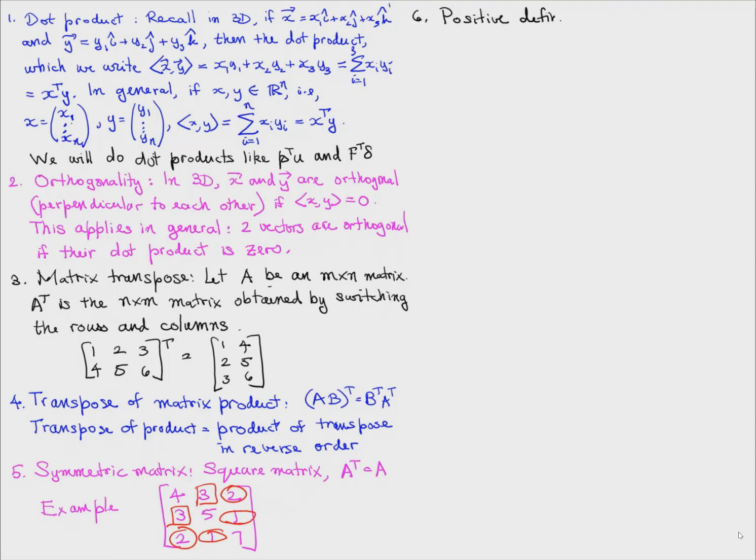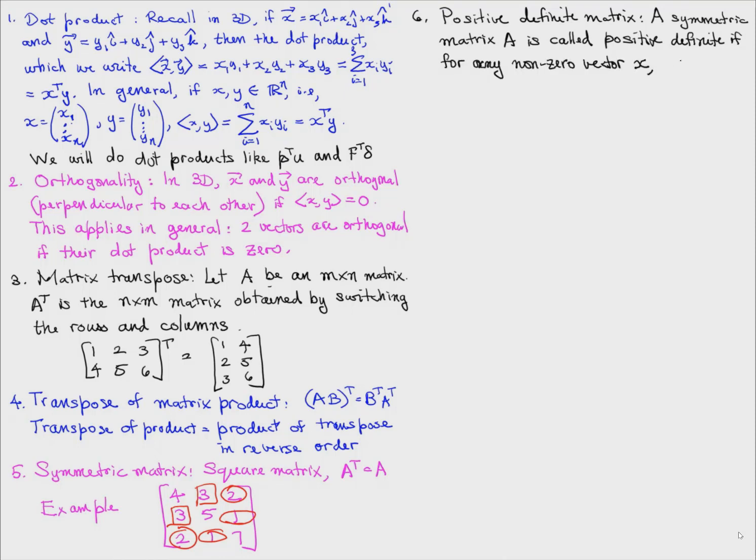The next idea is a positive definite matrix. This may be something new. A symmetric matrix is called positive definite if for any non-zero vector x, the operation x transpose A x gives something greater than 0. So this is a generalization of a positive number, a positive definite matrix.